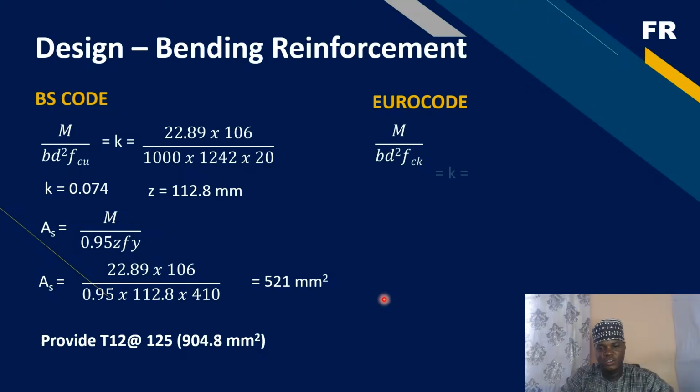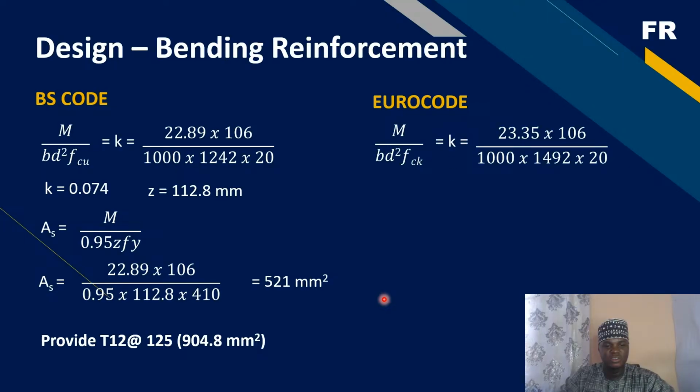Then for the Eurocode, we substitute the same thing. Our moment now is 23.35. Then we substitute b of 1000, d is now 149 squared, that is 149 raised to the power of 2. Then times 20. This will reduce the K to 0.052. Then we can calculate a z of 141.8.